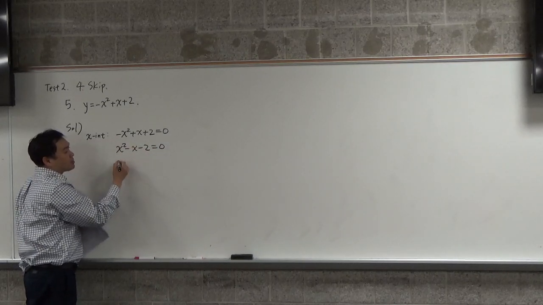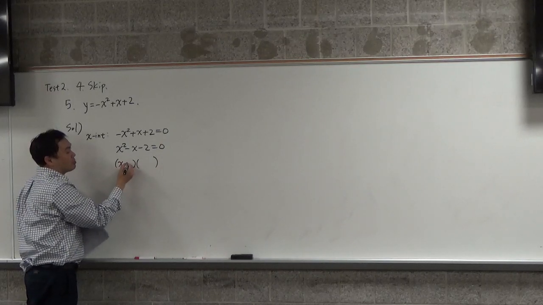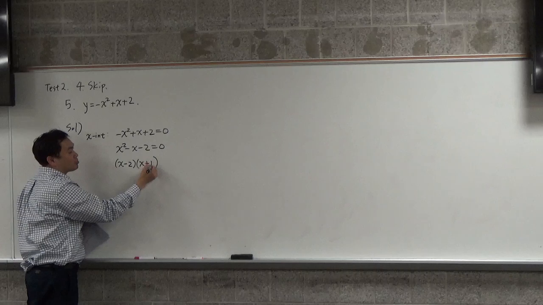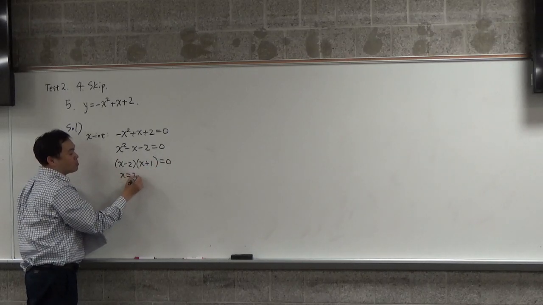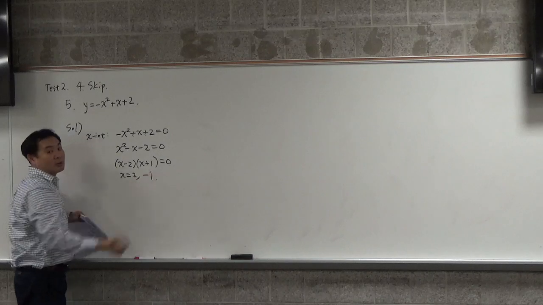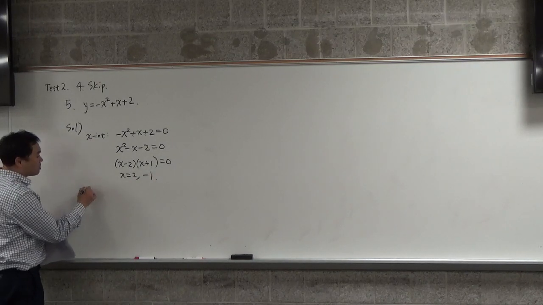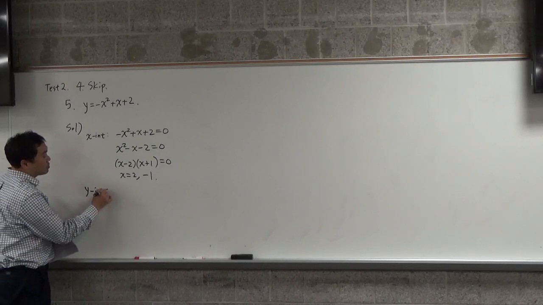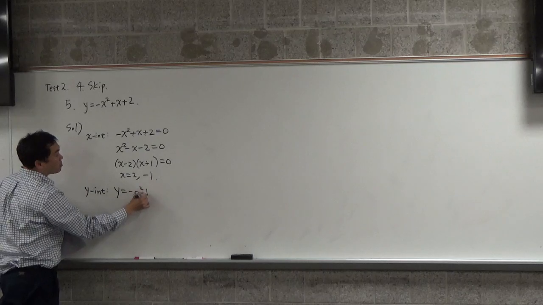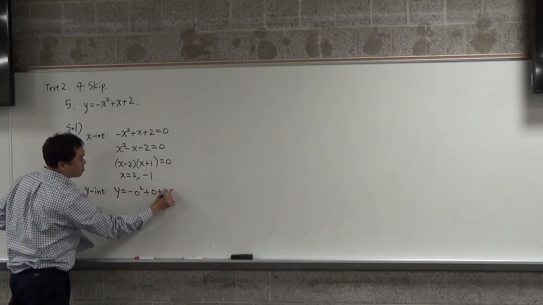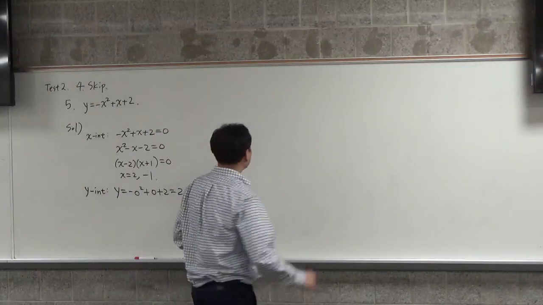And then if you factor this, what do you get? x minus 2, x plus 1 equals 0. So that you get x equals 2 and x equals negative 1 as your x-intercepts. How do you get the y-intercept? Set x as 0, so you get y equals negative 0 squared plus 0 plus 2, which is 2. So that's your y-intercept. Now you have to do the vertex.